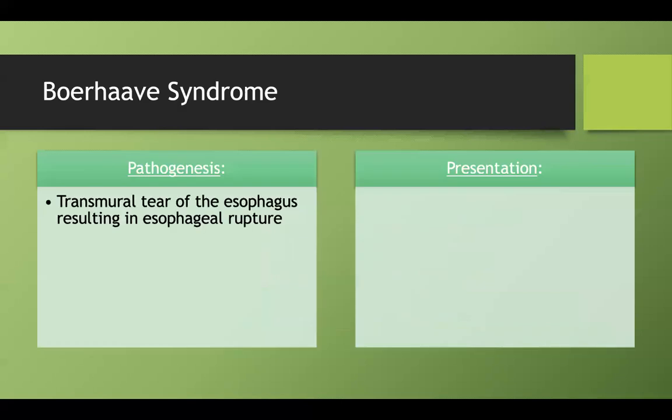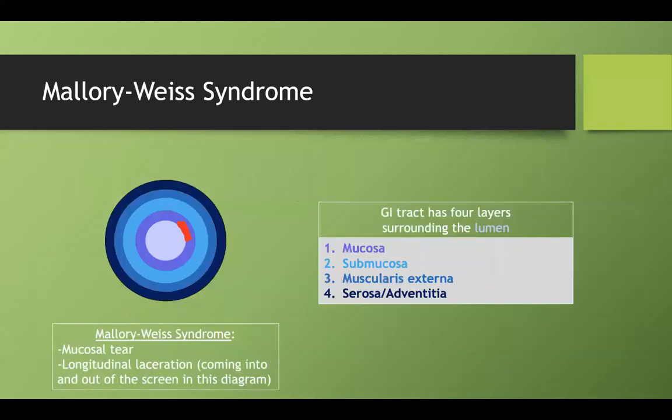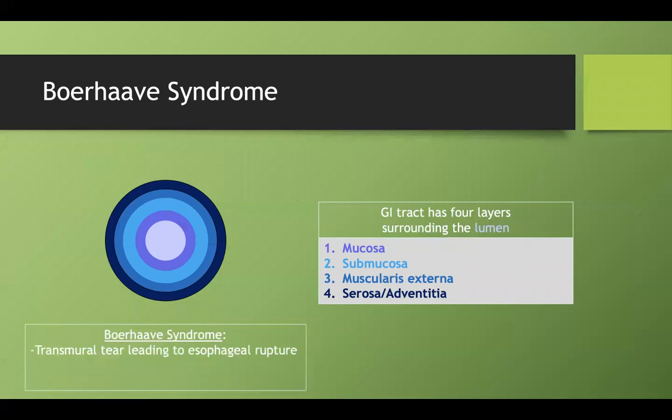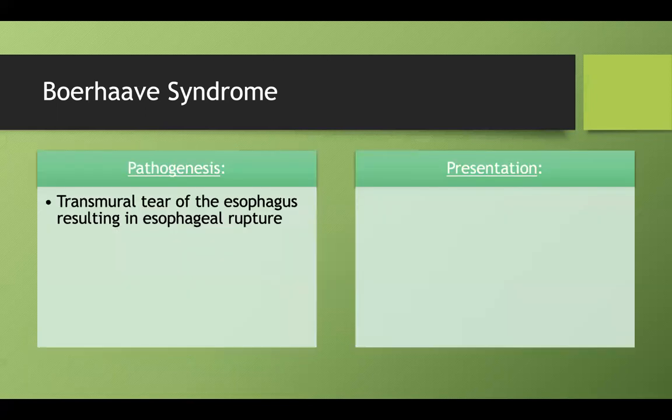So Boerhaave syndrome is a transmural tear of the esophagus, which means it goes through all 4 layers. Okay, so this was Mallory-Weiss syndrome. In Boerhaave syndrome, instead of just affecting the mucosal layer, we're going through all 4 layers. And this could be very dangerous because this can rupture your esophagus.